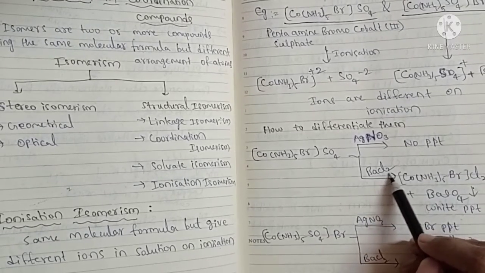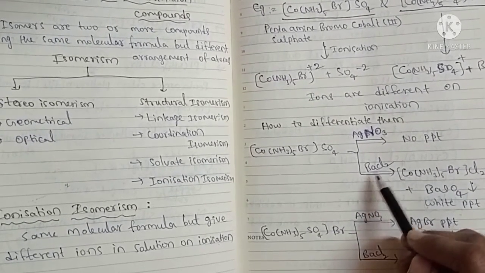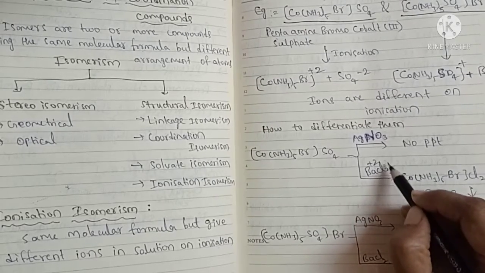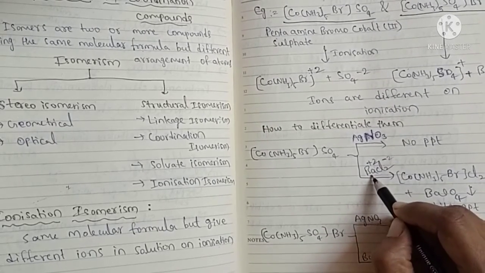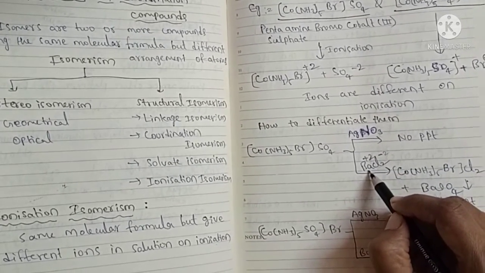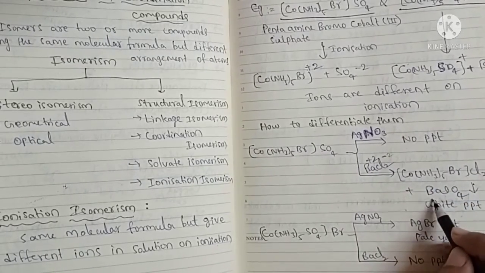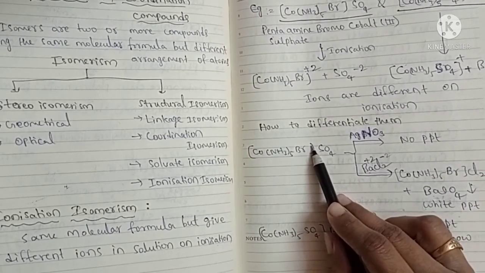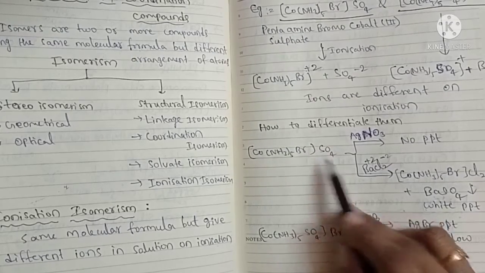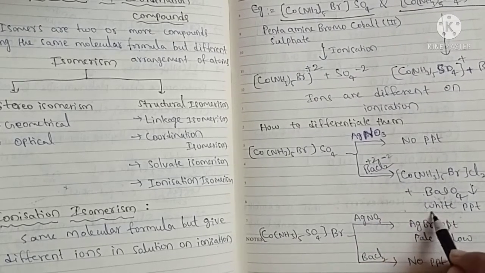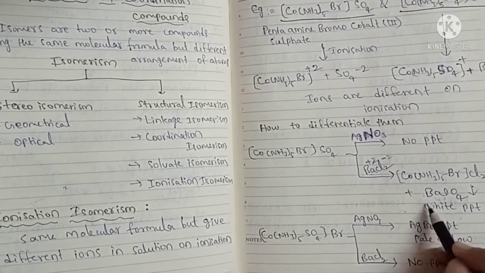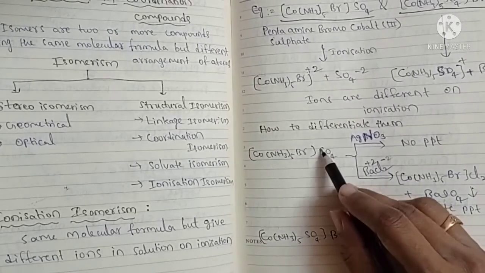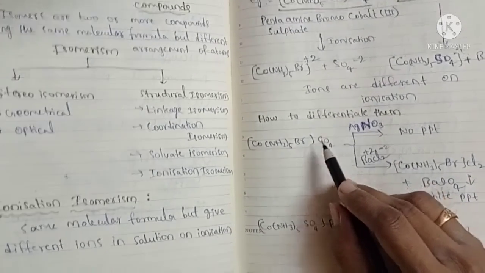But if you add barium chloride, BaCl2, barium will have plus 2 and chloride will have minus 2 in total. So this barium plus 2 will form BaSO4 precipitate. When we add barium chloride to this compound, it will give barium sulfate white precipitate. If a white precipitate is formed, then we can confirm that sulfate is outside.